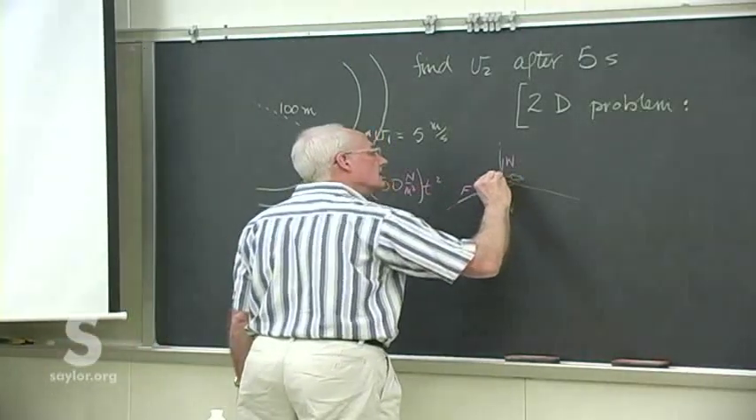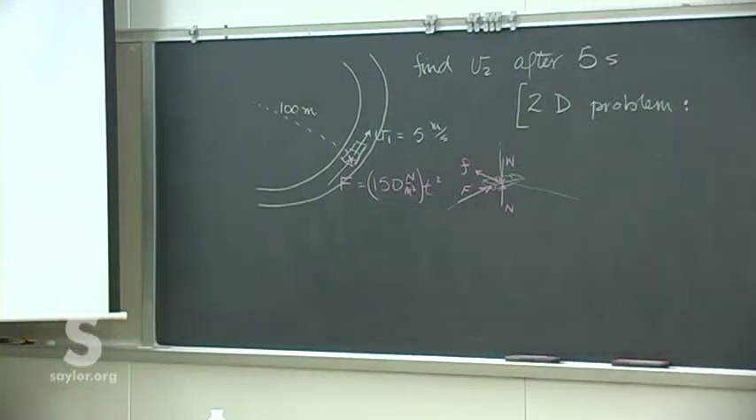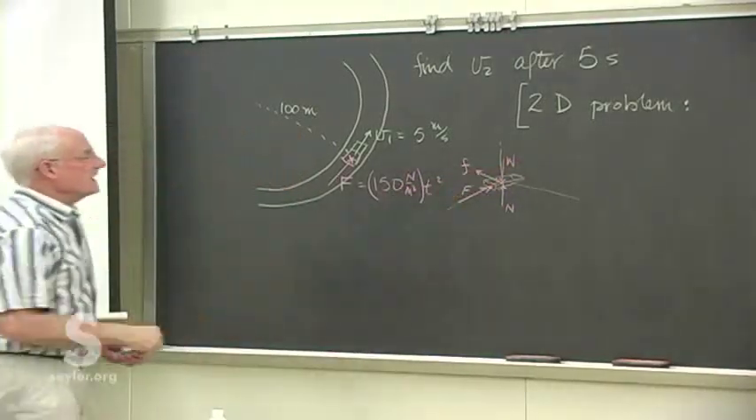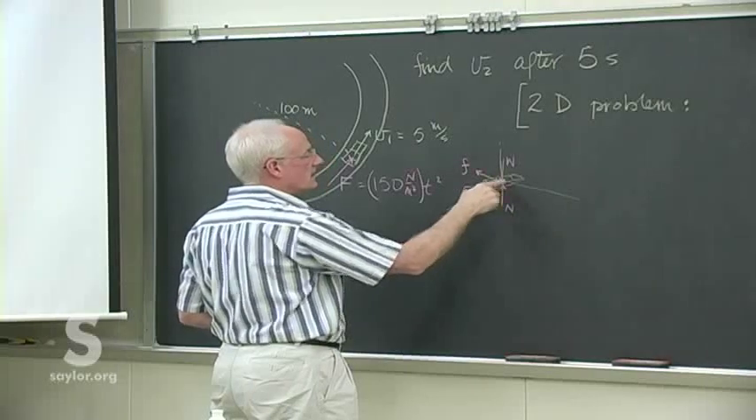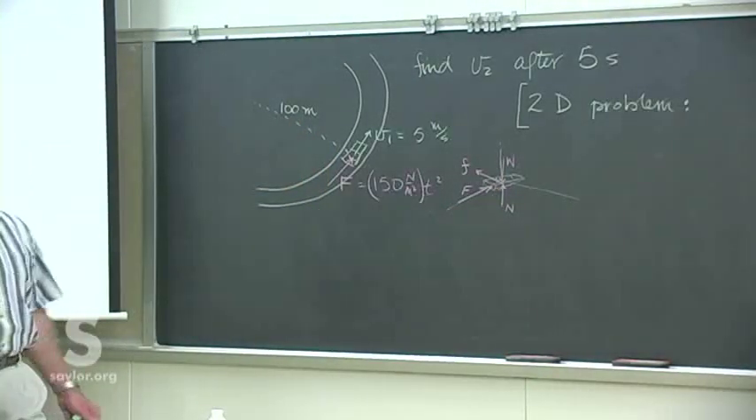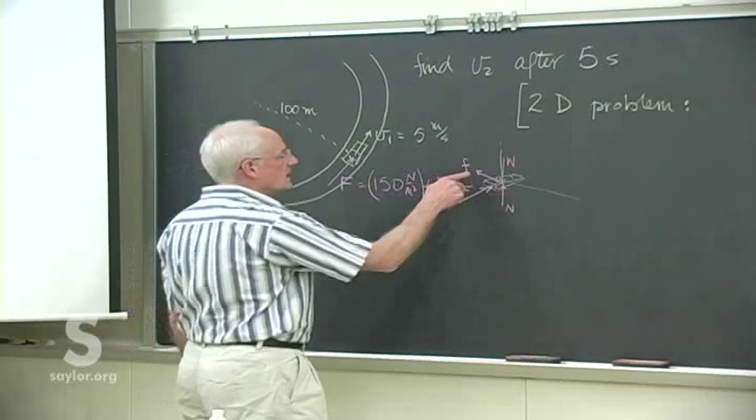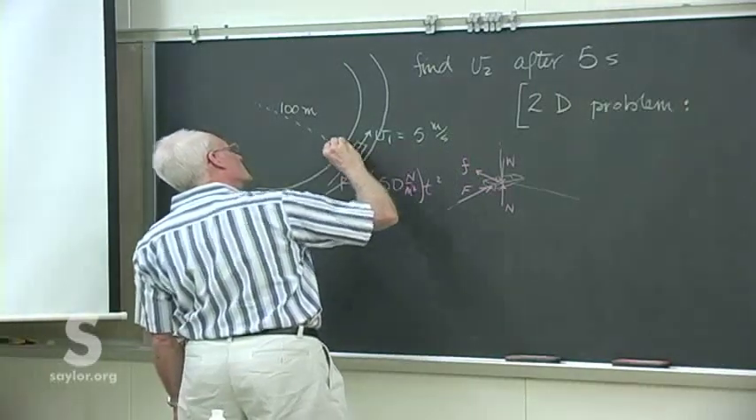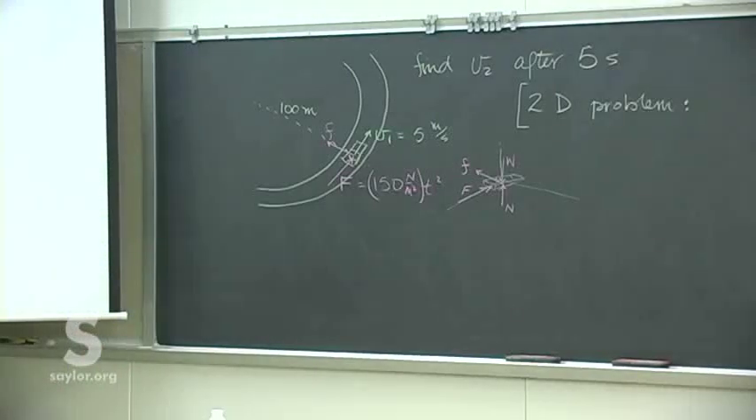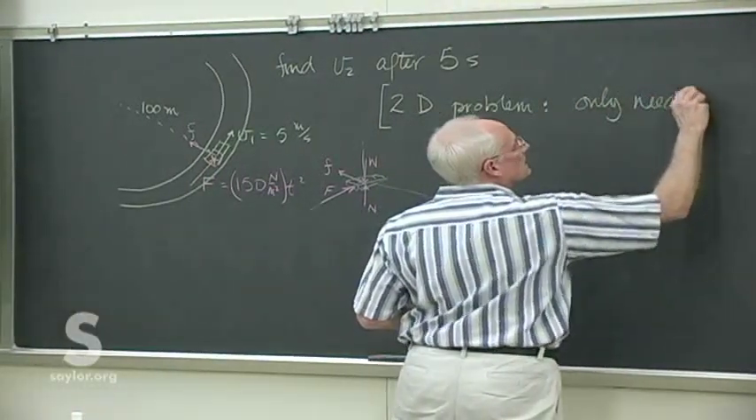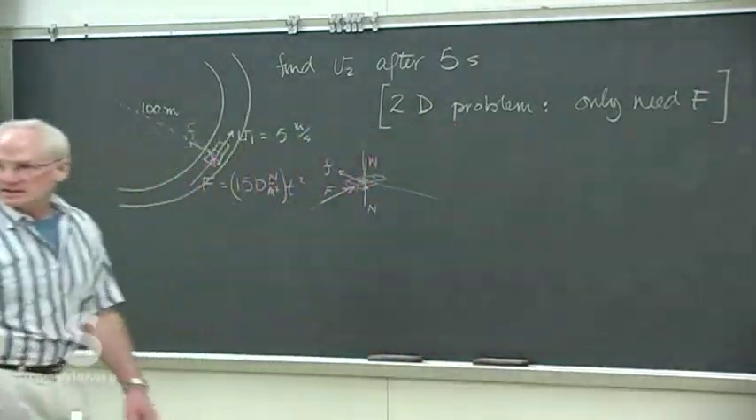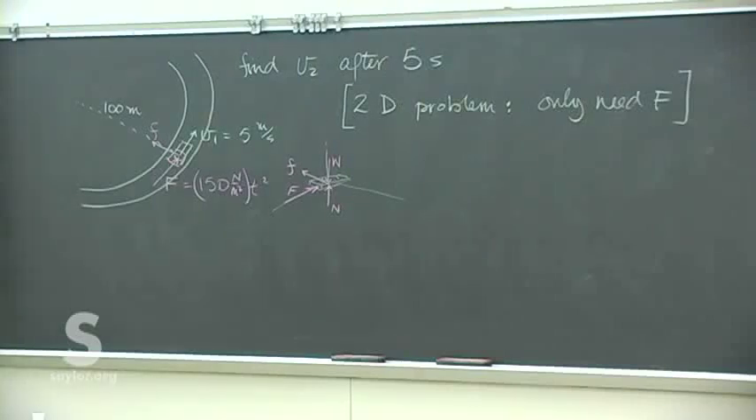It's also got a frictional force directed radially inward. That's actually what's supplying the centripetal force. But we don't need to worry about any of those three forces because they have nothing to do with the direction of motion. The N and the W are not in the direction of motion. The friction force goes through the origin, so it contributes no moment. So we only need to consider the force F that's doing the acceleration in terms of what change in the motion it'll cause.